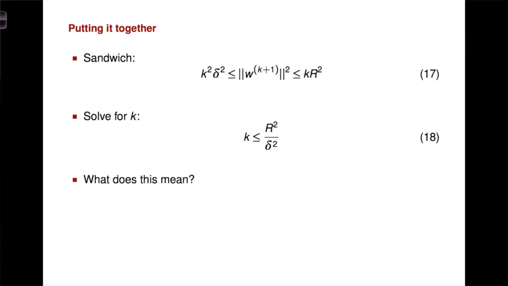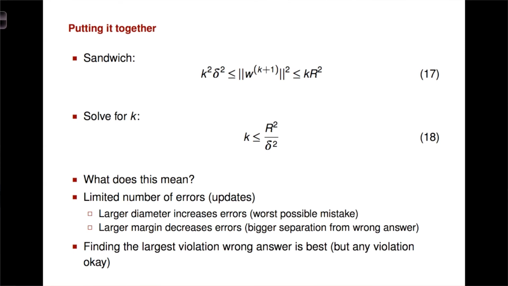So what does this mean? Our weight vector only changes when we make an error, but the number of errors that we make is thus limited. And it's limited based on how cleanly our data are separated. If we can make really large mistakes, that we can get fooled, then that increases the number of errors we're going to make. That is encoded by the diameter. So the diameter basically says how badly we can get fooled by a bad example.